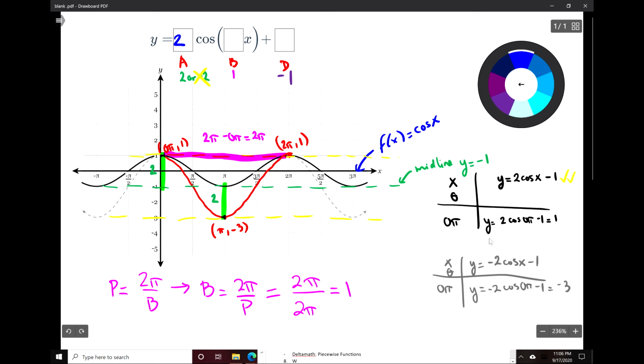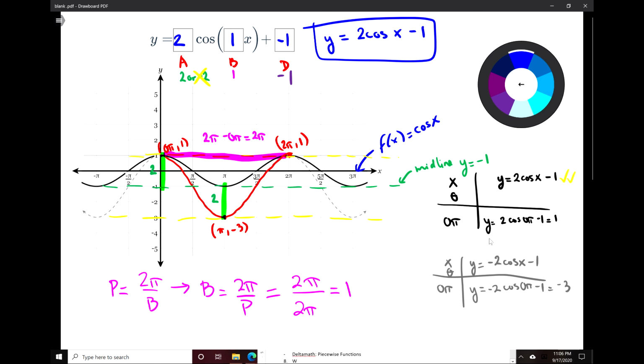The final answer will be y equals 2 cosine 1x plus -1, or we can write the complete version as y equals 2 cosine x minus 1. Okay, so hopefully this video helped you understand how to write an equation for a sine or cosine function based on a given graph.